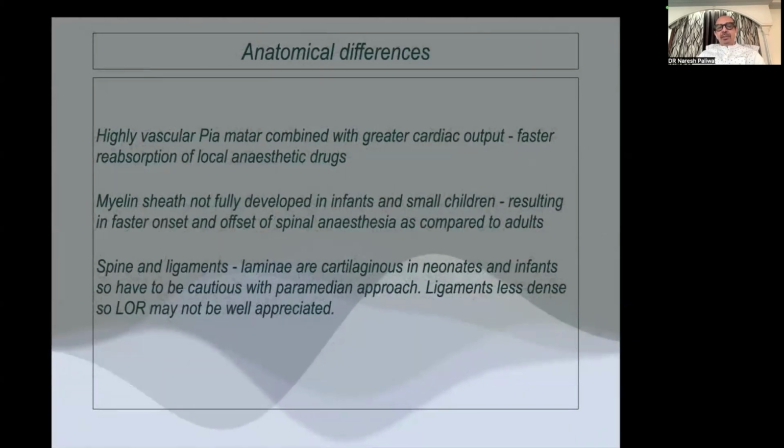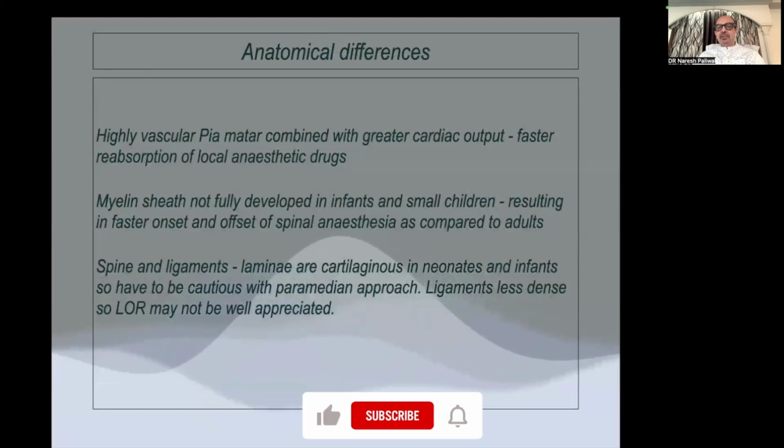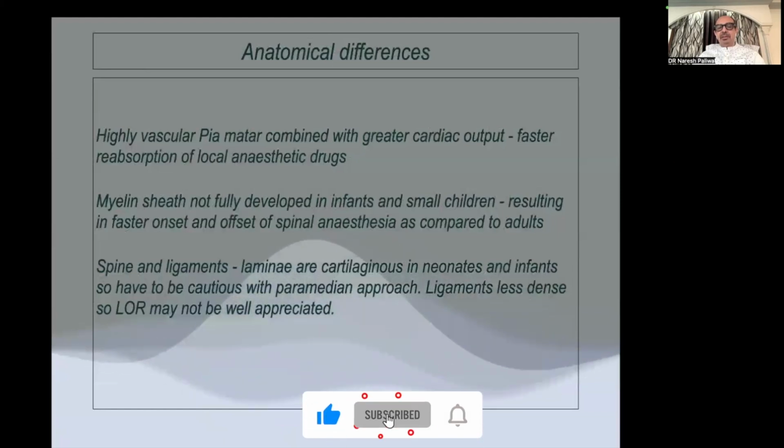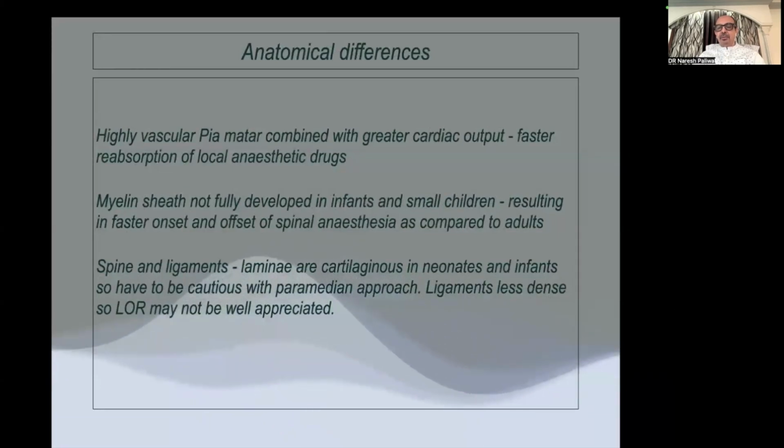A highly vascular epidural space, combined with a greater cardiac output, leads to faster reabsorption of local anesthetic drugs in pediatric patients. The myelin sheath is not fully developed in infants and small children, resulting in faster onset and offset of spinal anesthesia as compared to adults. You need to have some additives to prolong the duration of spinal anesthesia in such patients.